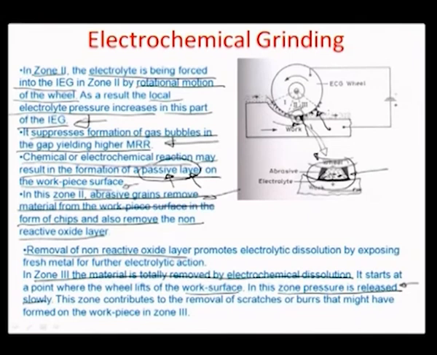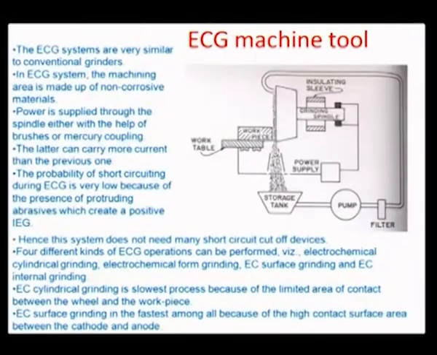So therefore this zone contributes to the removal of those scratches or burrs which have been formulated because of the mechanical abrasion in zone 2. So those burrs are eliminated in zone 3. So that's about the basic process of electrochemical grinding.